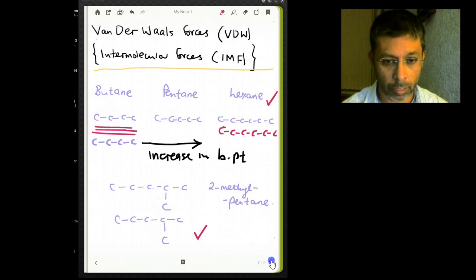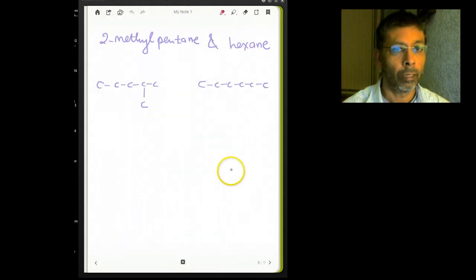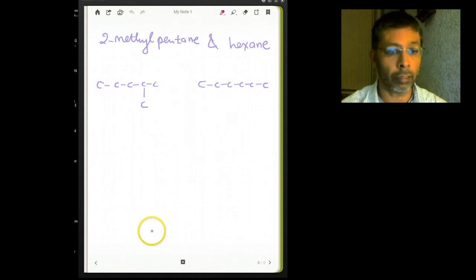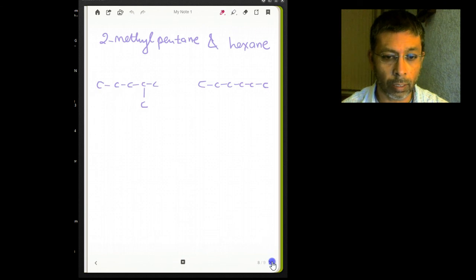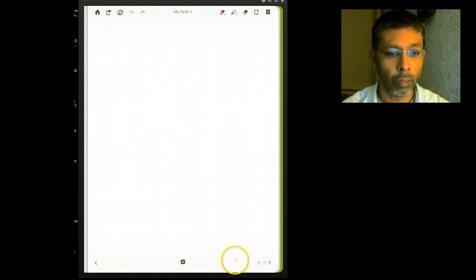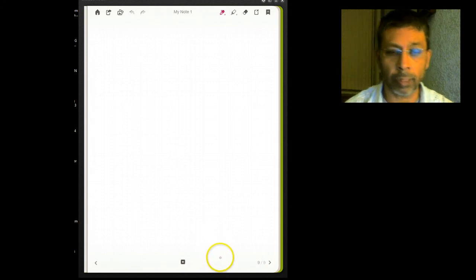Okay, next page. Right, let's look. Yeah, that's what I've just explained. The difference in the boiling points between them. Okay, anything else? No. Right, that was structural isomers and drawing and naming them. Okay.